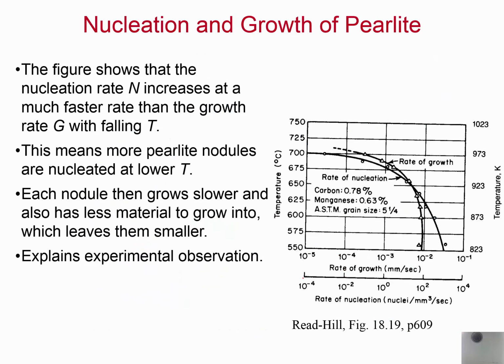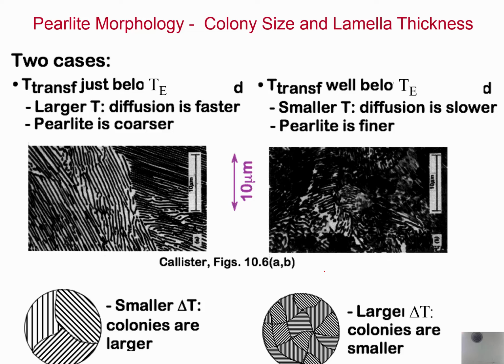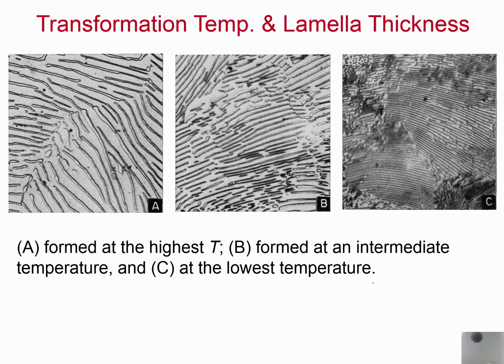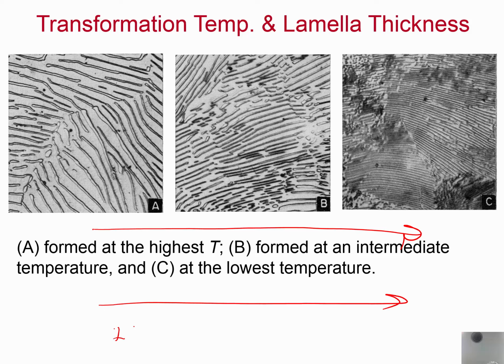Okay, the rest of this we've largely gone through. Again, you're seeing a whole diversity in structures you can get depending on cooling rate. This is coarse pearlite, fine pearlite, and here you see again going from coarse to fine. This is increasing cooling rate.